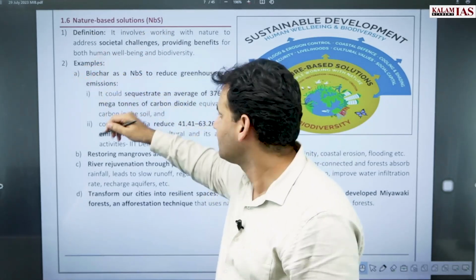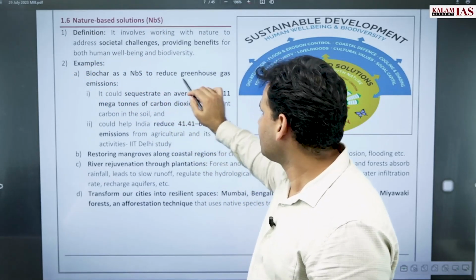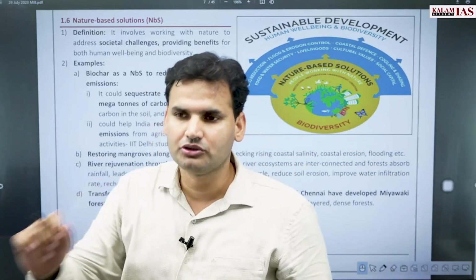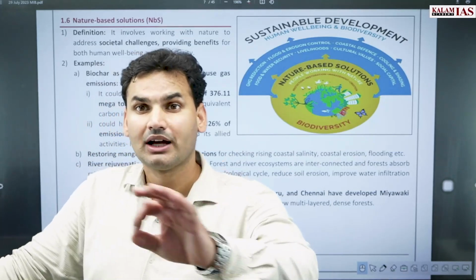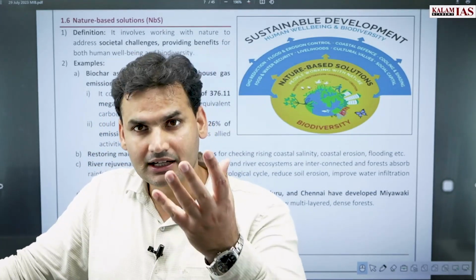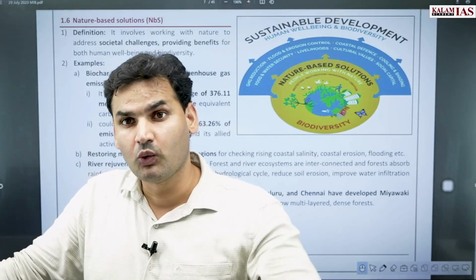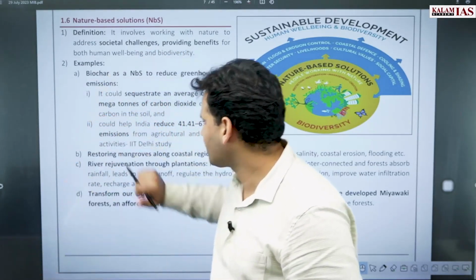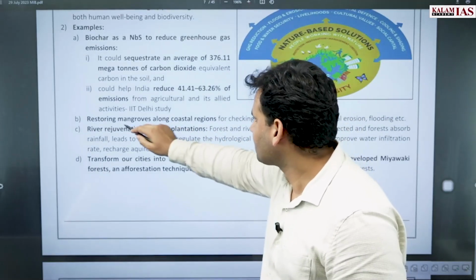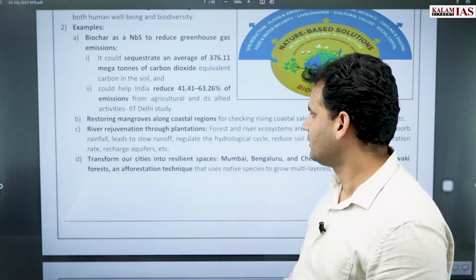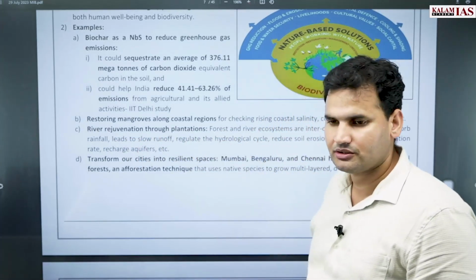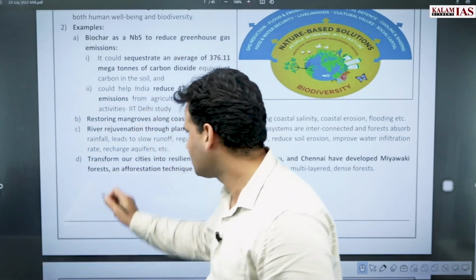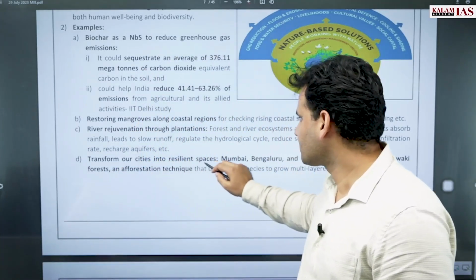As an example, biochar can reduce greenhouse gas emissions for sequestration purposes. Also, you should mention in your answers seagrass. It has the capacity to sequester carbon twice as much in comparison to tropical forests. Biochar, restoring of mangroves along the coastal regions, river regeneration through plantations. That is the hard and the soft solutions with regards to coastal erosion. And transforming our cities into resilient spaces.